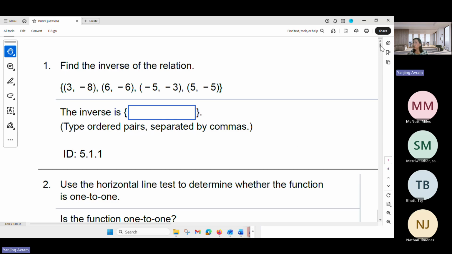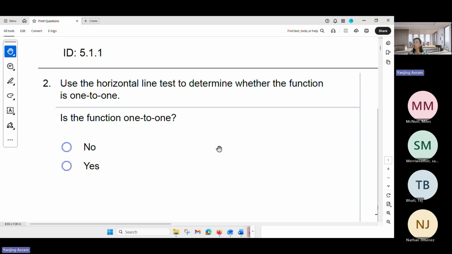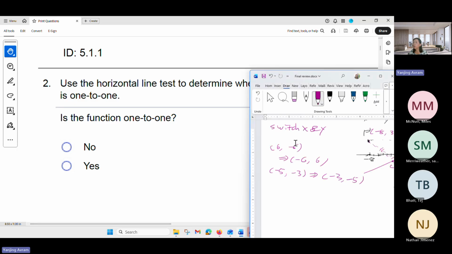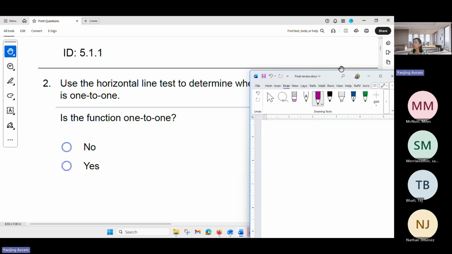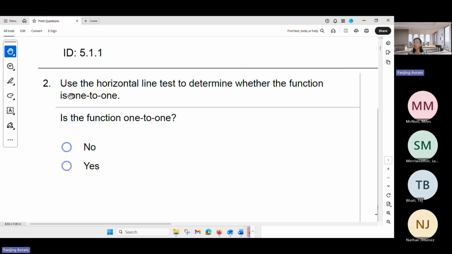A lot of times we are not just finding the point by point inverse. A lot of times we want to find the inverse function. In order for a function to have an inverse, we need a one-to-one function. So what does one-to-one mean? We use the horizontal line test to determine whether the function is one-to-one or not.